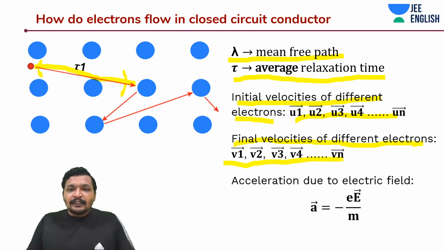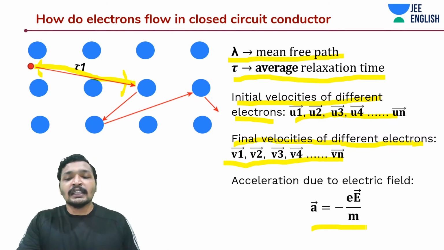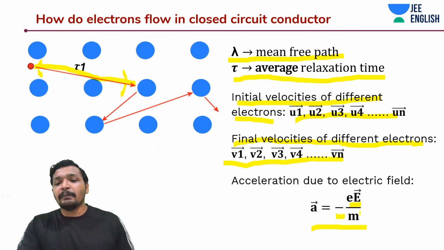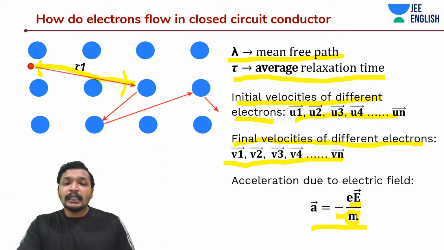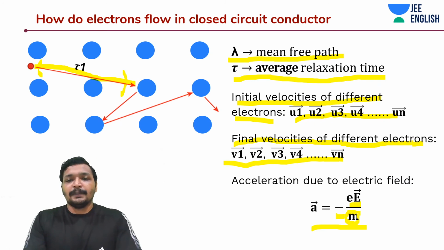Now we know the average acceleration of all these electrons, which we calculated before. It is proportional to the electric field, but in the opposite direction for electrons. Acceleration is equal to minus eE by m, where e is the value of the charge of the electron, E is the electric field, and m is the mass. You can simply divide the electric field by mass and multiply by the charge of the electron. That would be the acceleration on each charge.